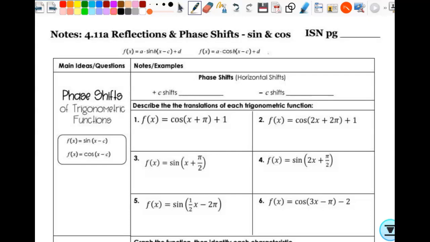We're going to shift left and right, and then we're going to have some reflections. Okay, so if you've actually been practicing on the rest of this stuff and that makes sense to you, we're just adding a little bit to it and you'll be fine.